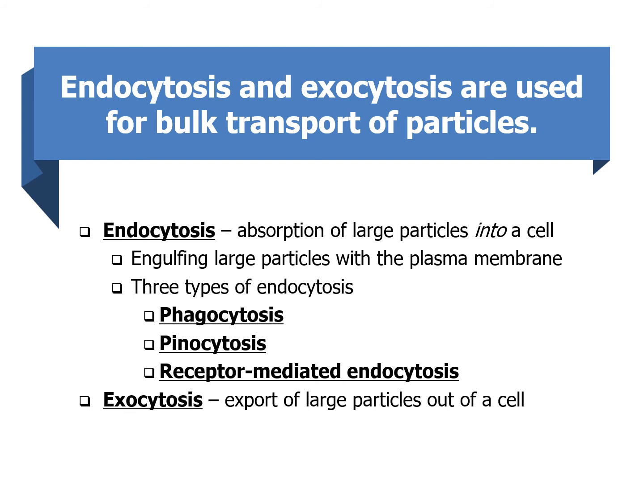It is the absorption of large particles into a cell. This is going to be through engulfing large particles with the plasma membrane. Remember, I said the plasma membrane is kind of like the mouth and skin of a cell. There are three types of endocytosis: phagocytosis, pinocytosis, and receptor-mediated endocytosis. And then we have exocytosis, which is the exiting of something out of the cell. So this is the exportation or exit of large particles out of a cell.